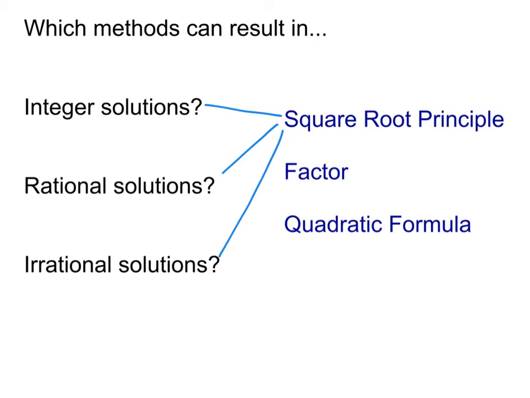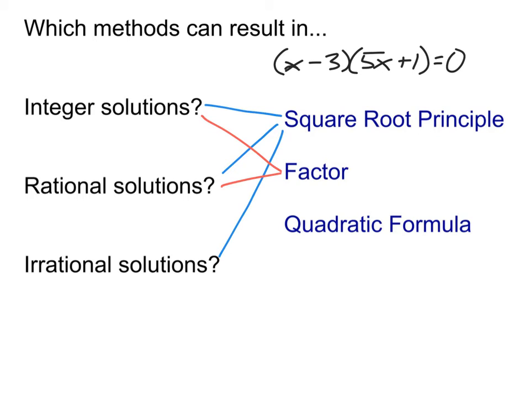Factoring. What can factoring give us? Well, factoring, of course, we've seen many examples. In fact, I'll throw an example up here. What if it factored down to be x minus 3 times 5x plus 1? If you're solving something that factored out to look like that, notice the first solution here would be 3. That's an integer. But the second solution, if you set that equal to 0, that would be negative 1/5. That would be rational.